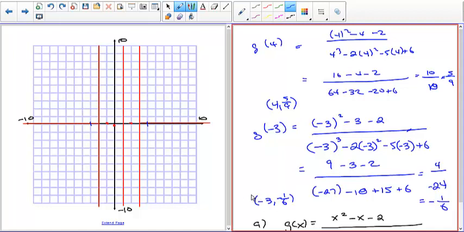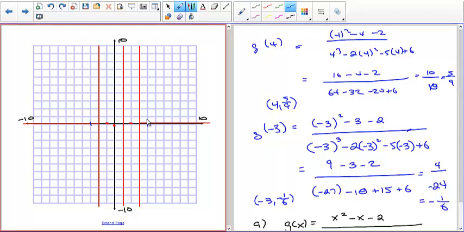Okay, so let's plot those 2 points. So this is going to be 5/9. That's a little over a half. And this one here is going to be -1/6. It's going to be really close to that. Okay, so now we can draw what's going on.